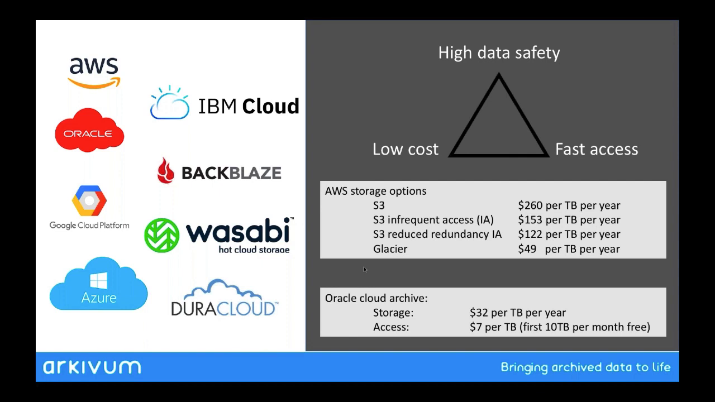So AWS Glacier provides, for example, low-cost durable storage, but you wait a lot longer if you need to access the data. And when you do need to access the data, that can actually incur significant costs because of data egress charges, as this example from Oracle shows. So there really are trade-offs that you still need to make.